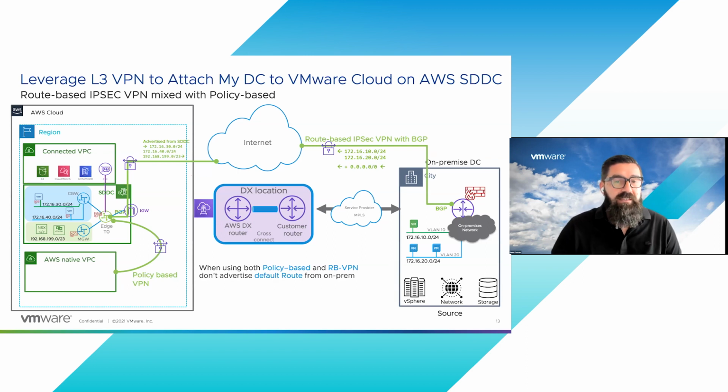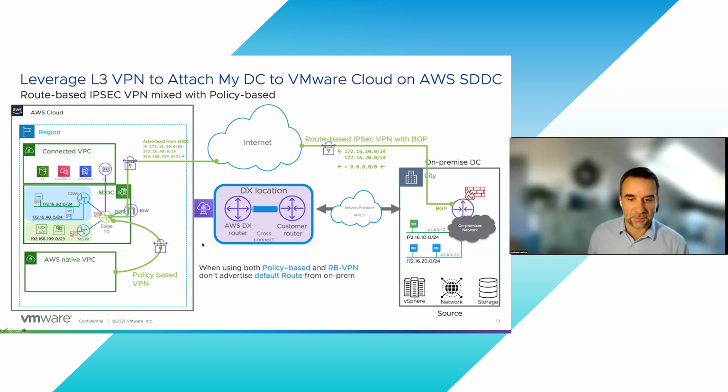So in this case, for example, we just added one more native AWS VPC on the left side, and we are connecting this through a policy-based VPN to our SDDC. And our SDDC is connected through a route-based IPsec VPN with BGP announcing all the subnets to our on-premises data center. So take into consideration that when we are using policy-based and route-based VPN, don't advertise the default route from on-prem. That's important, no, Christoph? We saw that many times. Yeah, sure. I wanted to show you that as well.